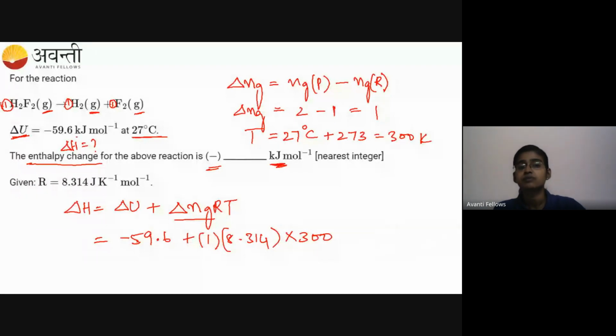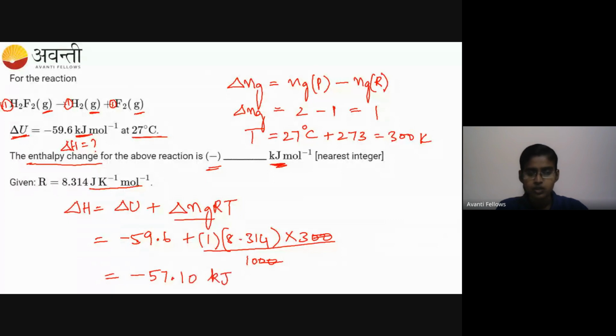Delta U is given in terms of kilojoule only. Yeah, very good. But R is given in terms of joule. So what I have to do? I have to divide this R by 10 power 3, that is 1000. Okay. Now on solving everything, you will get minus 57.10 kilojoule per mole as the value for delta H. So the answer is minus 57.10. Okay, good.